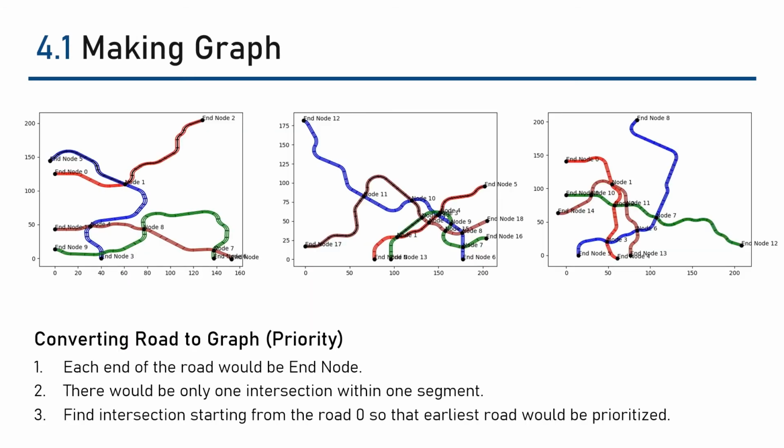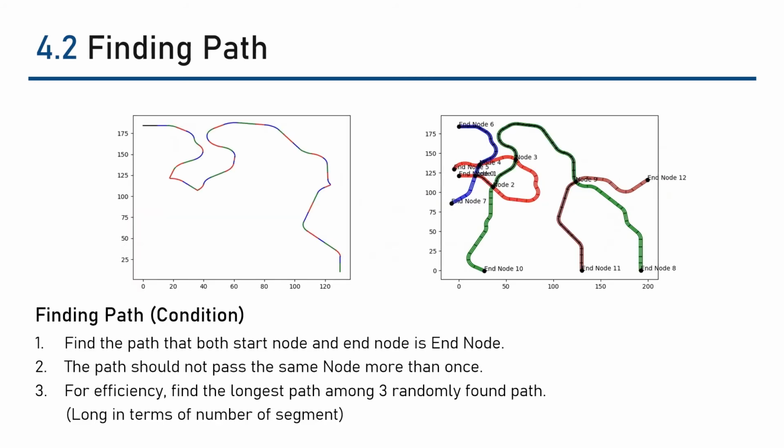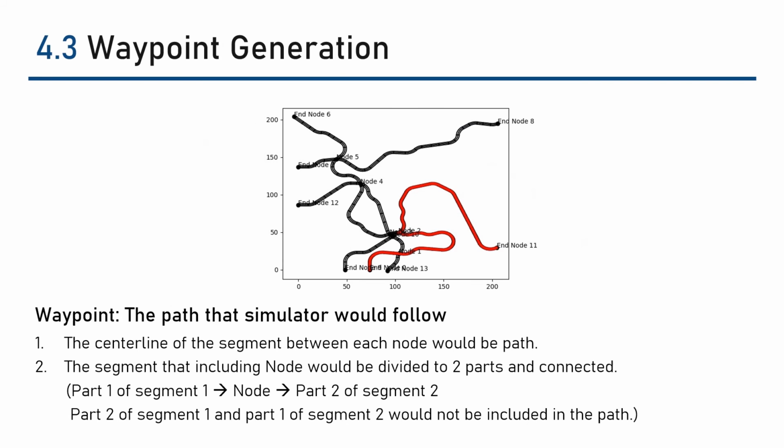To generate waypoints that the simulator would follow, we converted the map into a graph to find the path with specific priority. To make the graph, we defined the intersections of the road as nodes, and the detailed priorities are like this. To generate waypoints, we find the path, which is a sequence of nodes, using the graph. We make paths satisfying this condition and select the path that has the largest number of segments. Then, using the paths we made, we finally generate the waypoints. We sequentially connect each node with the centerline of the segment that lies between them.